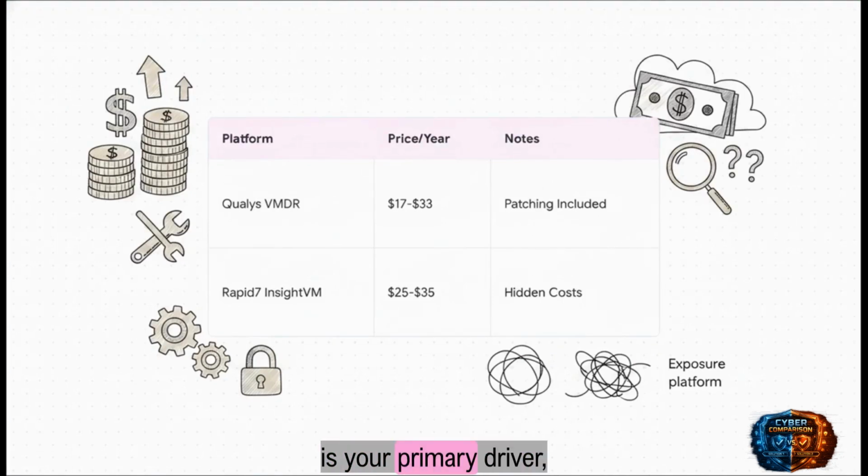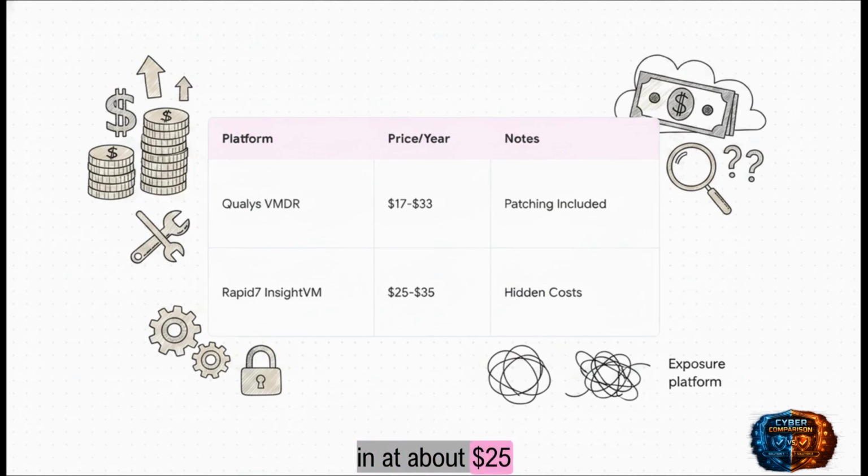So if the budget is your primary driver, Qualys is generally more cost-effective when you scale up. It sits at roughly $17 to $33 per asset per year. And remember, that actually includes the patch management we just talked about. It's a highly competitive list price, making it about 65% more affordable on paper.